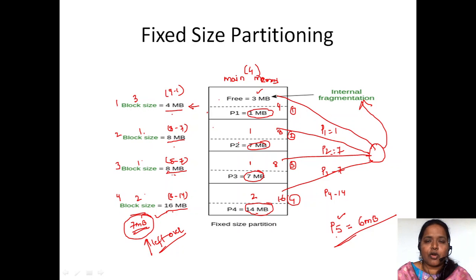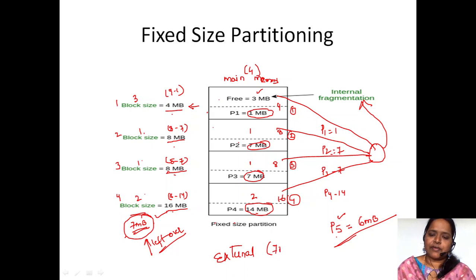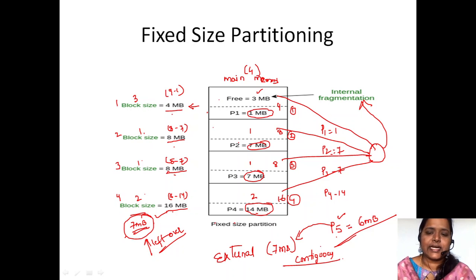It was not contiguous, so even though I have 7 MB of free space, and this P5 needs only 6 MB, I still can't accommodate this P5 process onto the leftover space. Why? Because that leftover space is not contiguous. This we call an external fragmentation. Even though we have 7 MB of memory, we can't accommodate 6 MB over here, because it is not contiguous. So that is the external fragmentation.